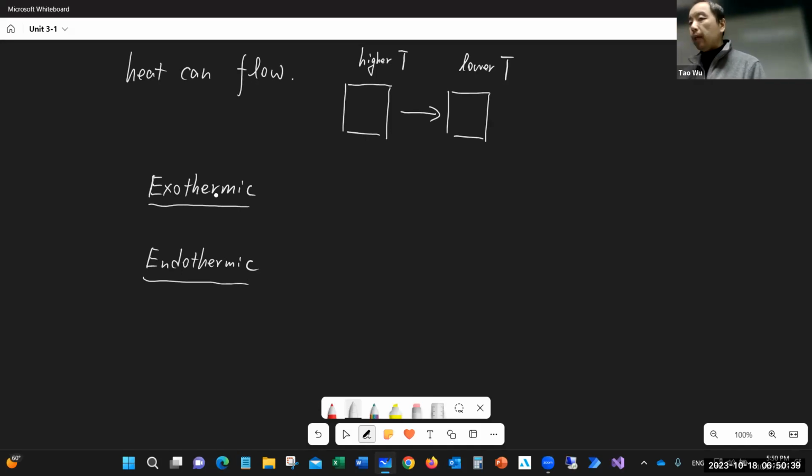Exothermic and endothermic reactions. Maybe not a reaction, but a process. Phase change can also be one. The exothermic process is talking about during this process, we're releasing the heat out. In another word, this is a system. Remember, if we assume our body is a system, the system is going to release the heat and the surrounding will gain the heat. System releases heat.